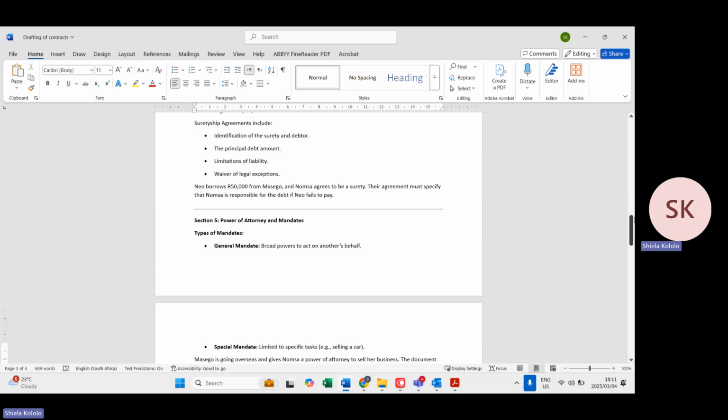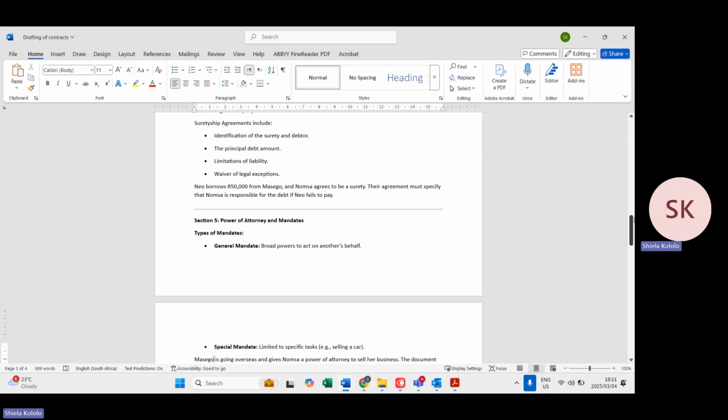And then surety agreement. So surety agreement is basically me saying, I'm borrowing money, but can Mary stand as surety to the contract? Meaning, if I can't pay, maybe Masejo can now go and try to recoup the money from Mary. So that's basically a surety. So we are going to identify the surety as well as the debtor. So the debtor is me, and the surety would obviously be the person who can be held liable.